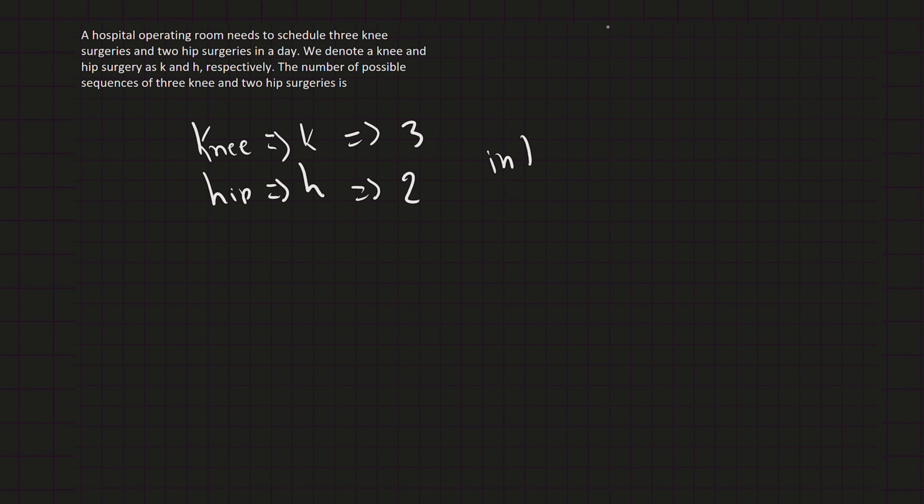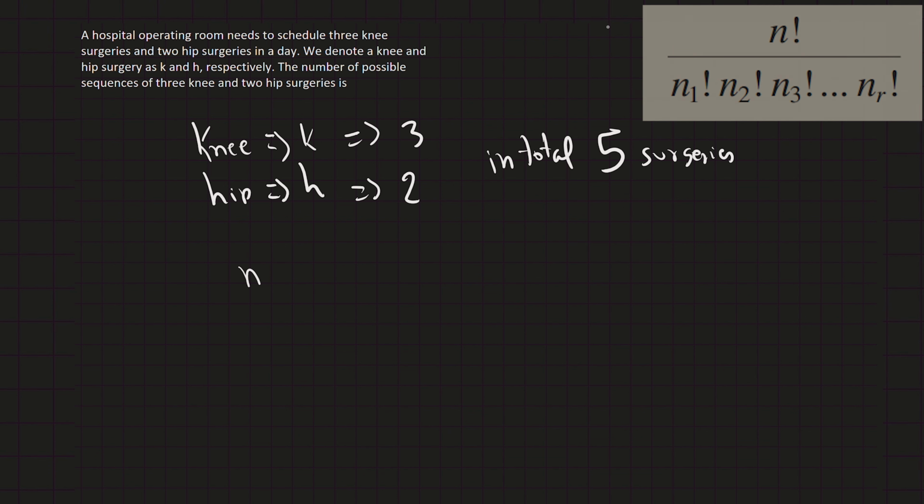So now for this next example. A hospital operating room needs to schedule 3 knee surgeries and 2 hip surgeries in a day. So we're denoting a knee surgery as K and a hip surgery as H. The number of possible sequences of 3 knee and 2 hip surgeries: we have 3 knee surgeries, and for hips we're going to have 2 surgeries. In total, we will have 5 surgeries.